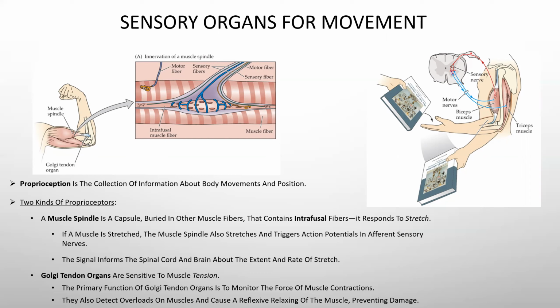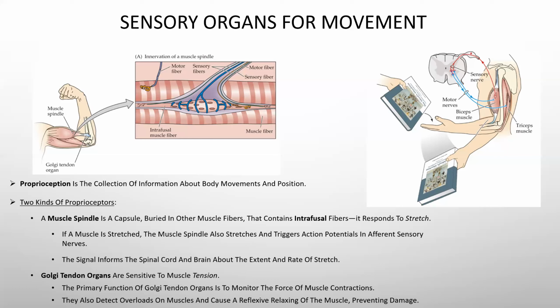First, a muscle spindle is a capsule buried in other muscle fibers that contains intrafusal fibers, and it responds to stretch. And you'll see that in the top figure up there. If a muscle is stretched, the muscle spindle also stretches and triggers action potentials in afferent sensory nerves. The signal informs the spinal cord and brain about the extent and rate of stretch. Now, the figure on the right-hand side, we'll get to that in just a second.